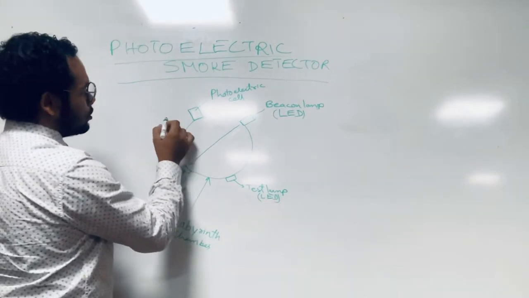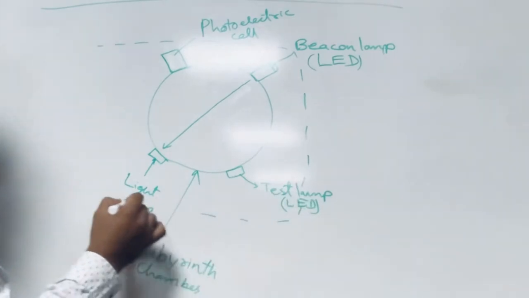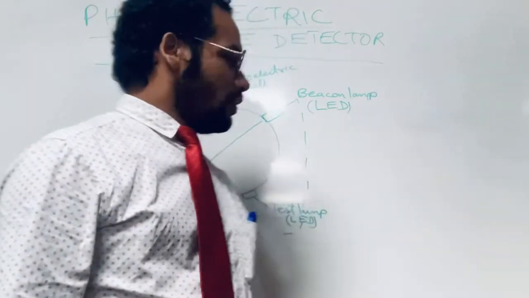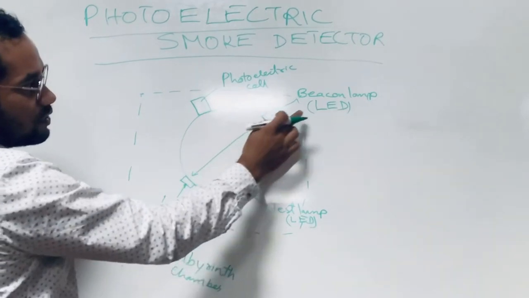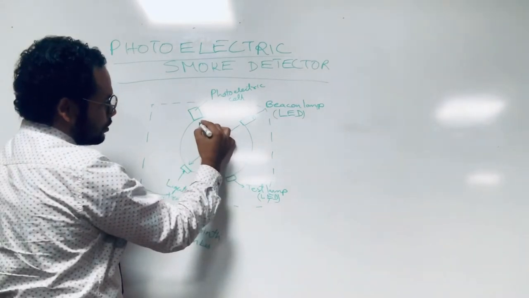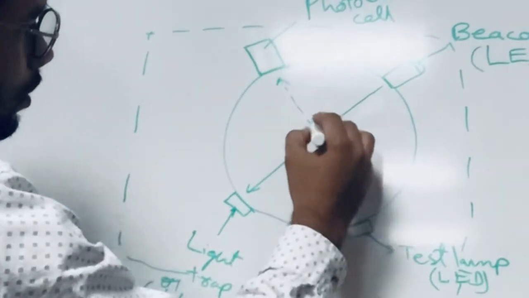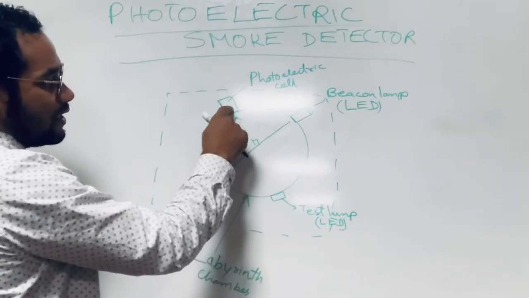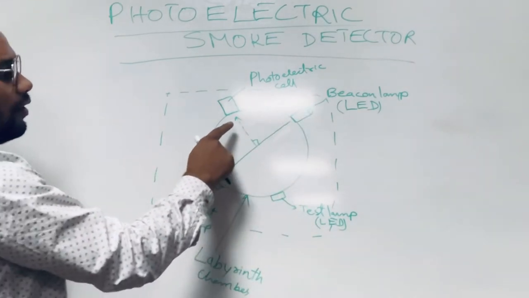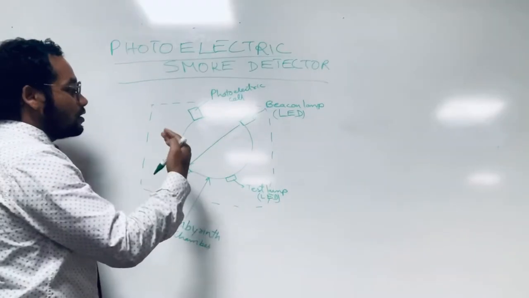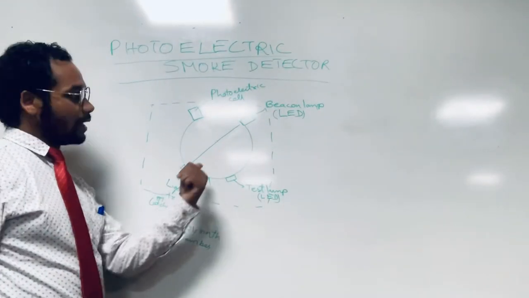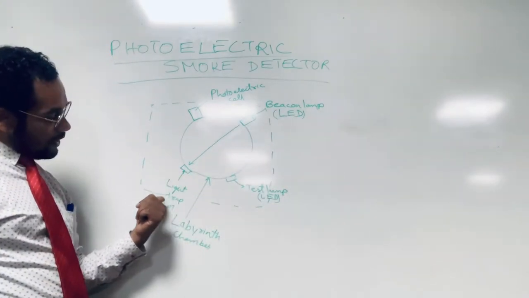And this unit is of course mounted in a casing. Suppose this is the casing. I have used dashed lines to indicate the casing of the smoke detector. Now friends, if you see this beacon lamp, it is throwing light which is captured by the catcher or light trap. Remember that this light is perpendicular to this photocell. So the photoelectric cell is mounted at 90 degrees to the direction of the light coming from the beacon lamp and going towards the light trap or catcher.